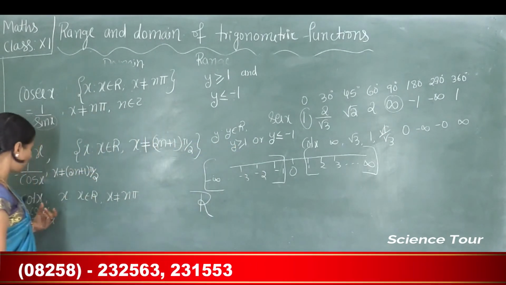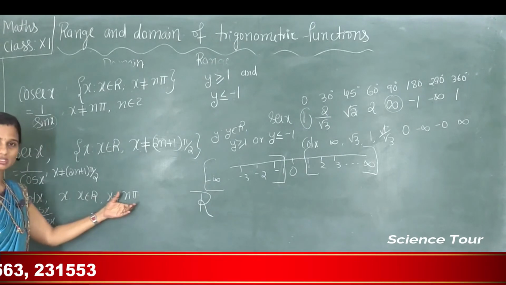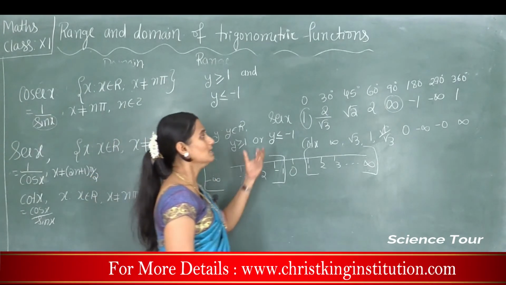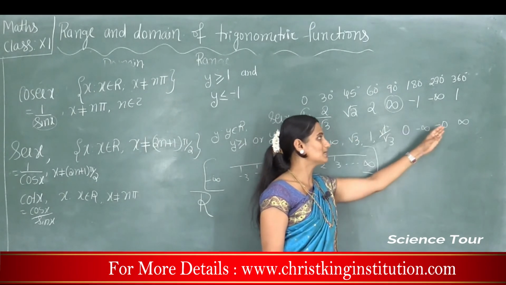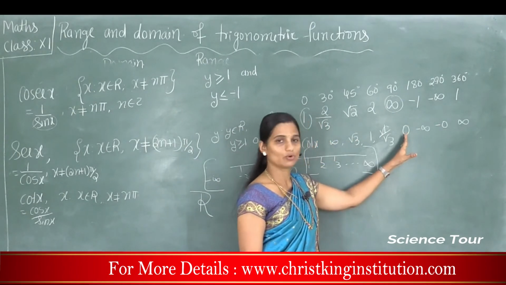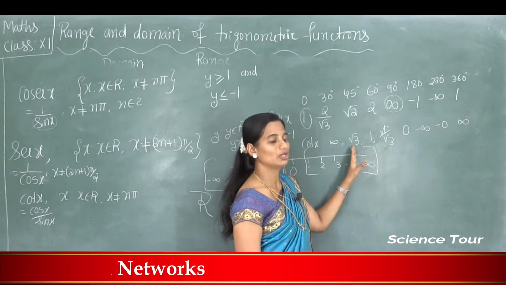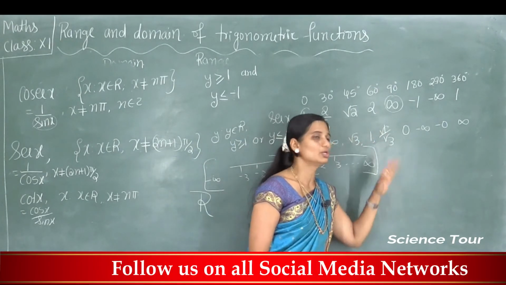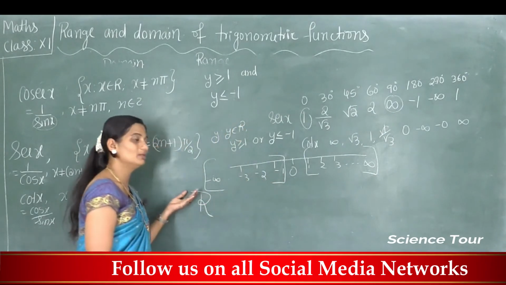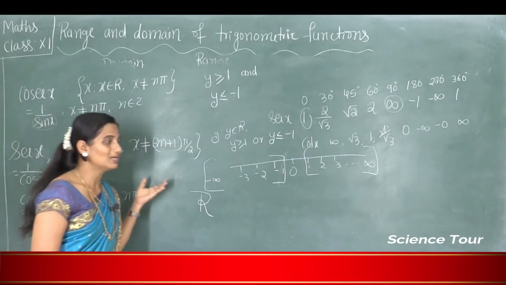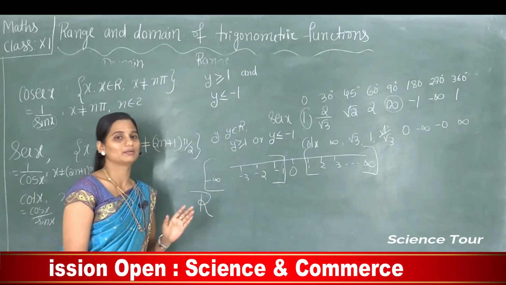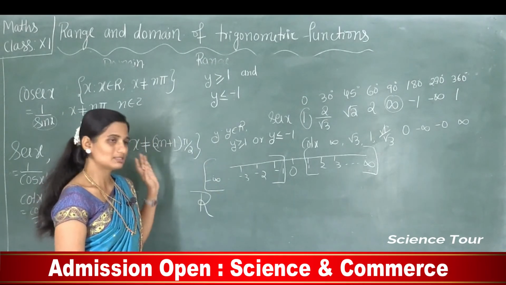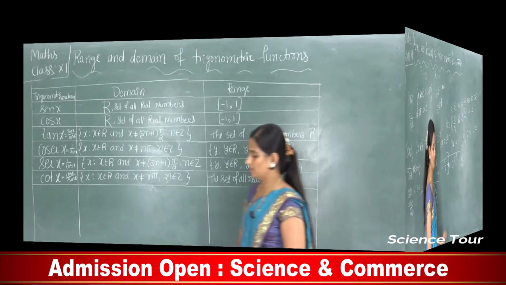Cot is what? Cot is cos divided by sin. So at this point it is not defined, and the range is the set of all real numbers, because if you see the table you can understand it includes infinity, it includes 0, it includes 1, it includes 1 point something, and it includes minus 0. So therefore it is the set of all real numbers. There is no exclusion of any number.